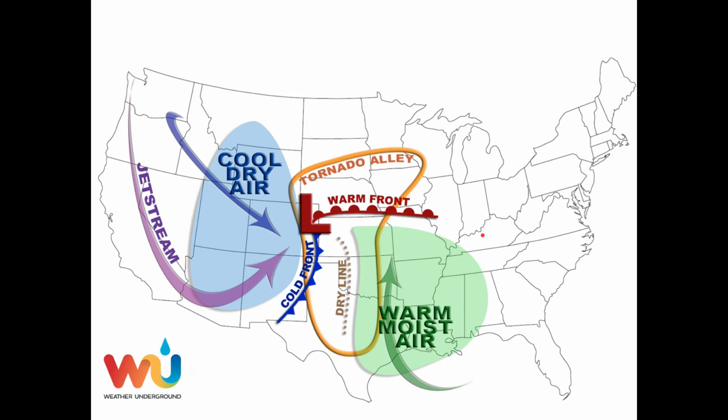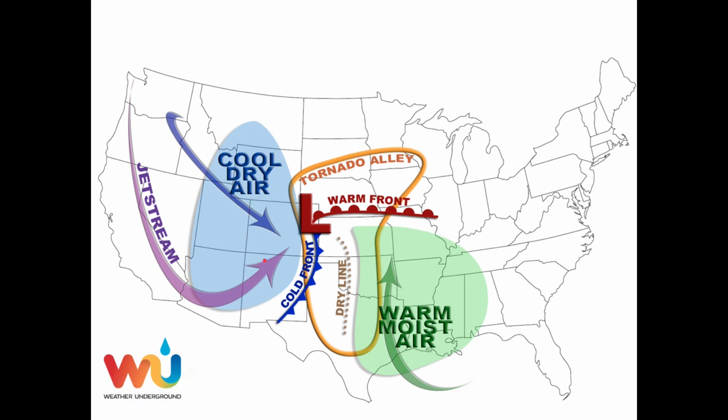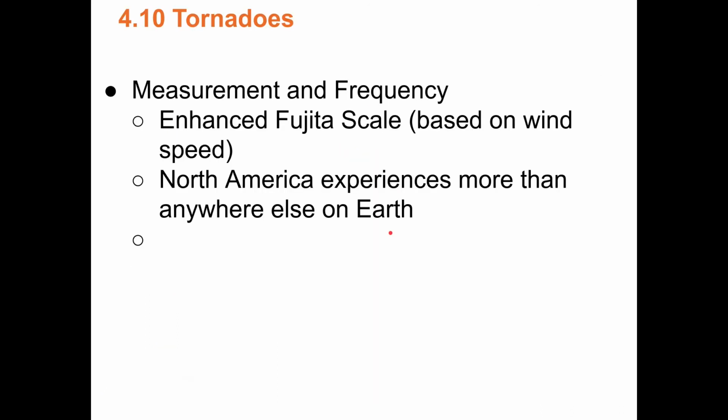The United States is uniquely suited to make tornadoes in the Midwest. We have warm, moist air coming off the Gulf of Mexico. We have cold, dry air coming off the Rockies. So the cold air burrows under the warm air. It gets lifted up in this region called Tornado Alley. We measure them on the enhanced Fujita scale. North America gets more than anyone else on Earth.